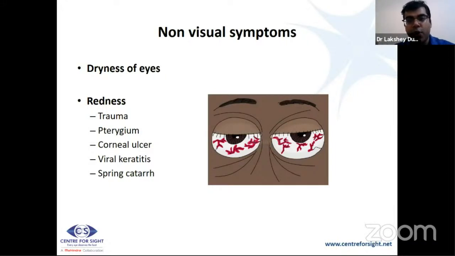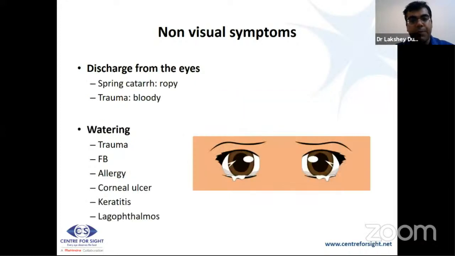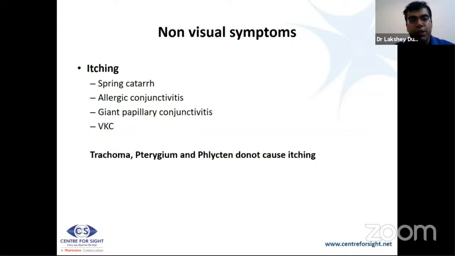Now we'll talk about some non-visual symptoms like dryness of eyes, grittiness of eyes, redness, which is seen mostly in trauma, pterygium, ulcers, viral keratitis, or spring catarrh. Discharge from the eyes: we see ropey discharge with spring catarrh or a bloody discharge in cases of trauma. Watering is seen with trauma, foreign body, allergies, ulcers, keratitis, or lagophthalmos. Itching is seen with allergic conjunctivitis, VKC, or giant papillary conjunctivitis.